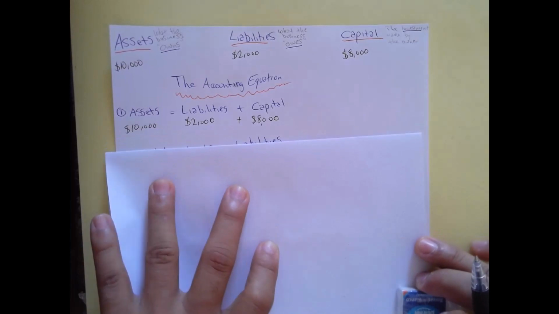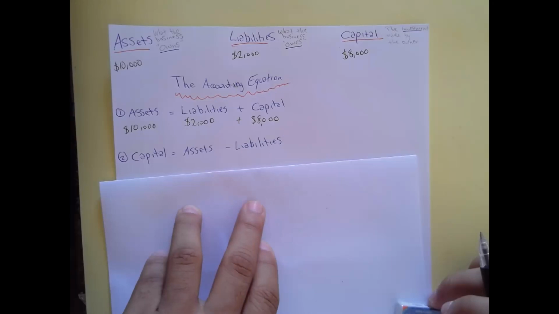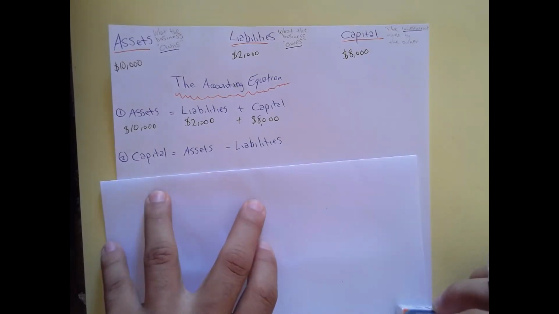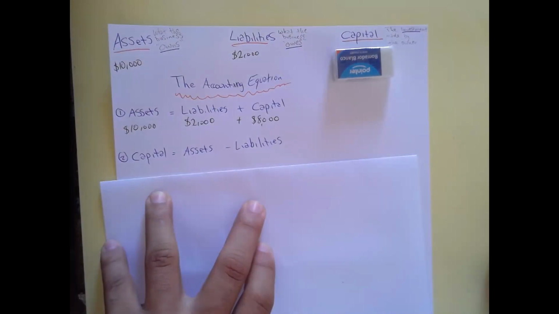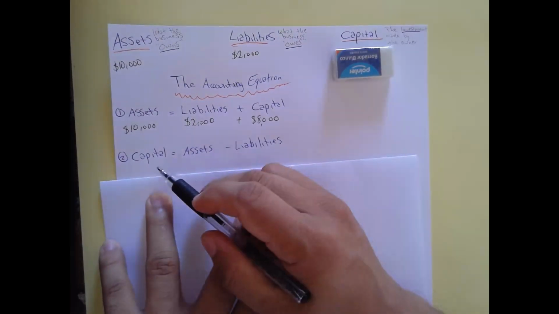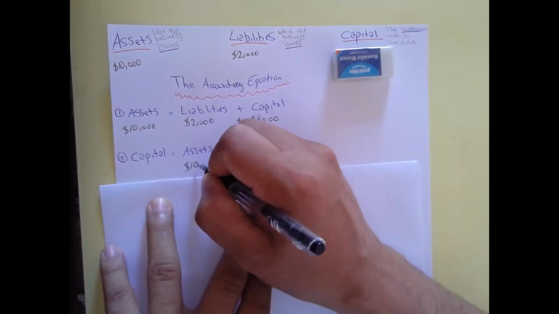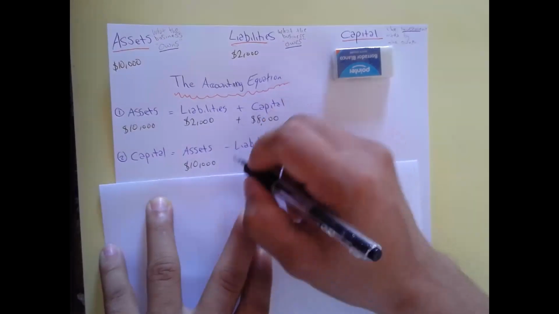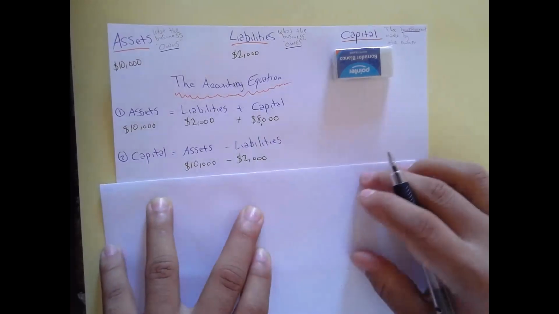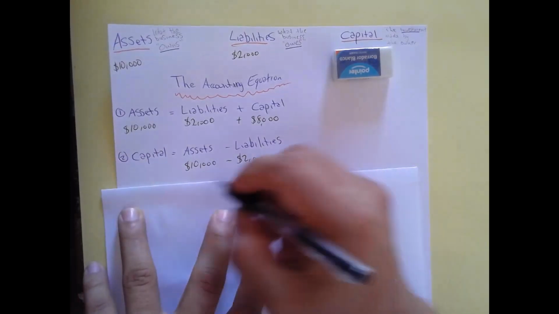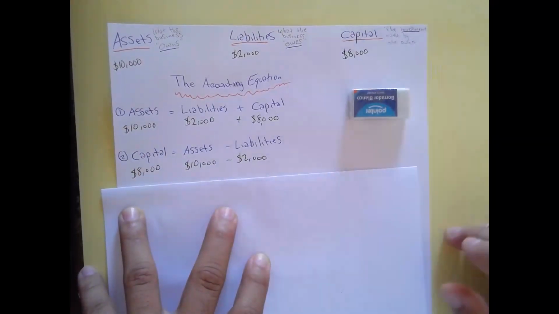The other representation is capital equals assets minus liabilities. So to use this equation and the figures at the top again, let us assume that we do not know capital, okay? And let's see if the equation works in this case. So we're looking for capital, okay? But we do have total assets, which is equal to $10,000 minus liabilities, which we know is $2,000. We subtract, and our capital in this case would be $8,000, okay? Which is the same number I have at the top.